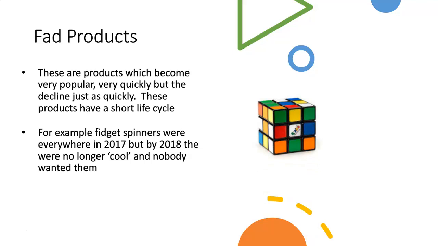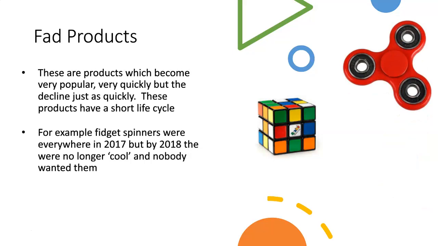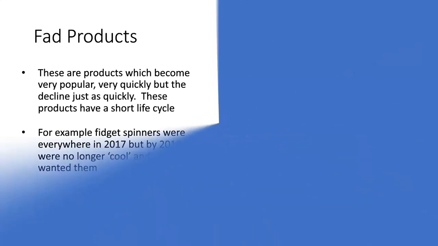So that's the square. Everybody loves to play with that. That's the fidget spinner that I've been talking about. And that's the toy that everyone likes to play with. So that's fad products.